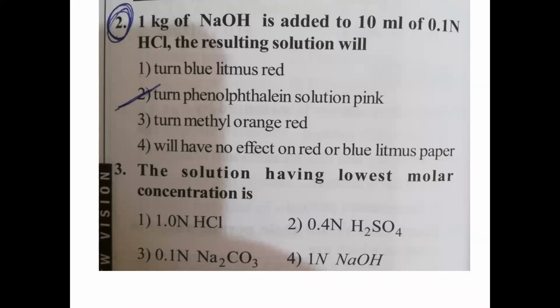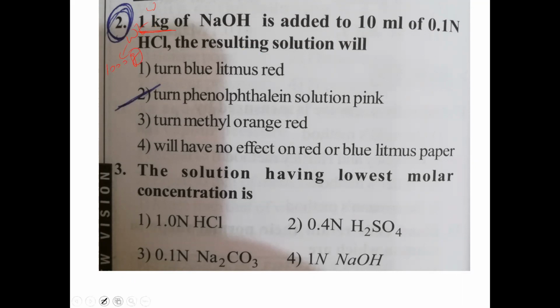Okay, so the first one is that 1 kg NaOH is added to 10 ml of 0.1 normal HCl. So what is the weight of NaOH given here? The weight of NaOH is 1 kg. 1 kg means how many grams? 1000 grams of NaOH is given.